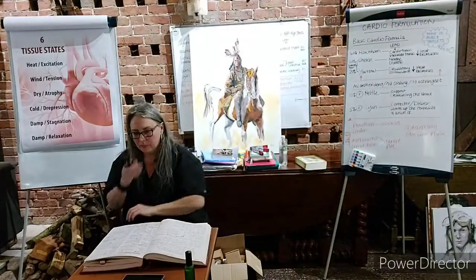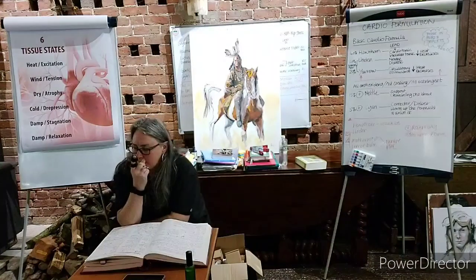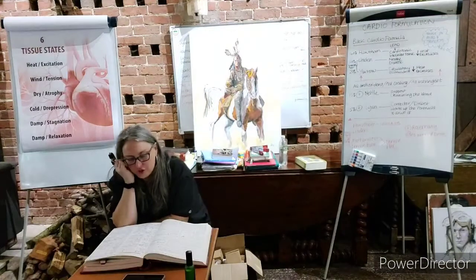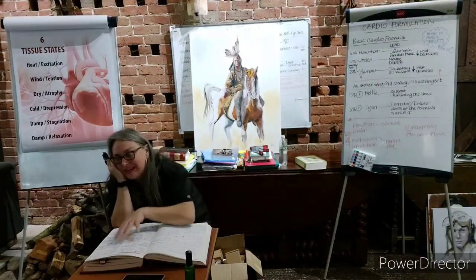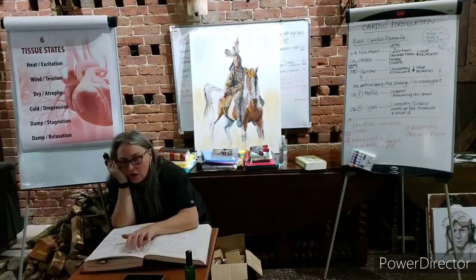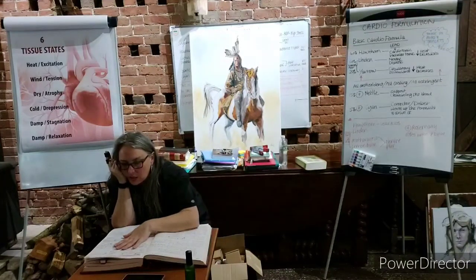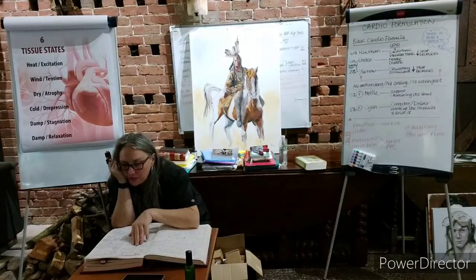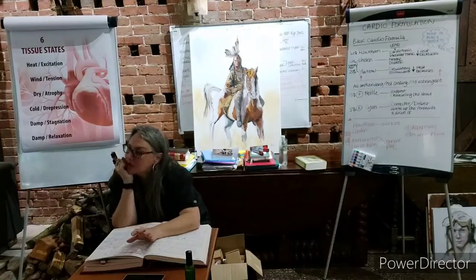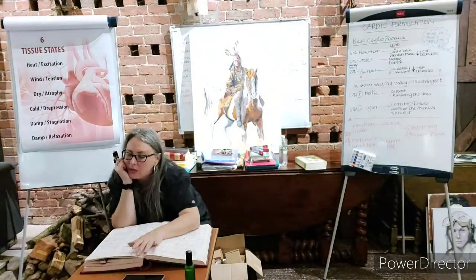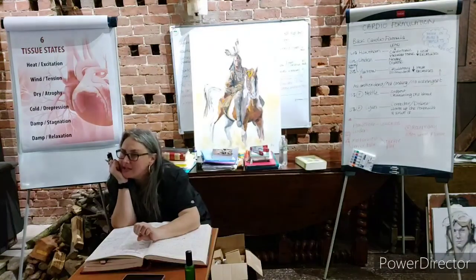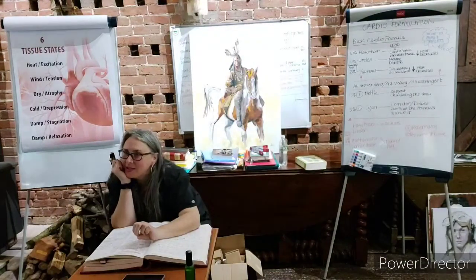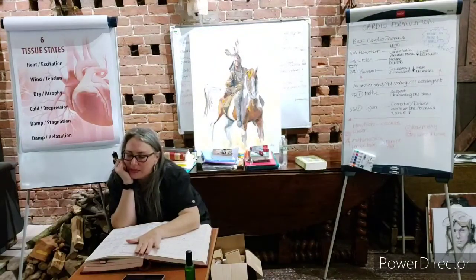Next. Okay, so next one is damp relaxation. So we're still in damp, but instead of stagnation, we're in relaxation. So I like to look at damp relaxation as an earth deficiency, an earth element deficiency. So think of it like the river going down the riverbanks. No, the river is held in place by the riverbanks. It's better. River's held in place by the riverbank.